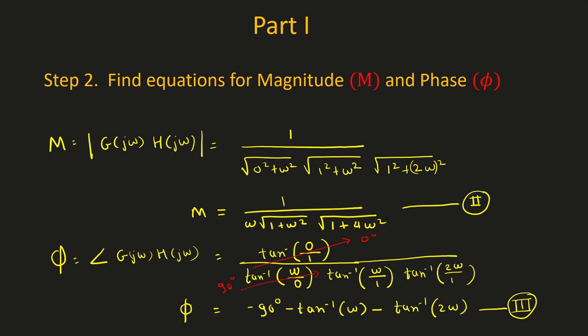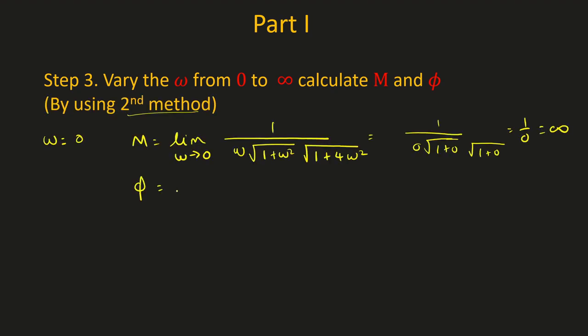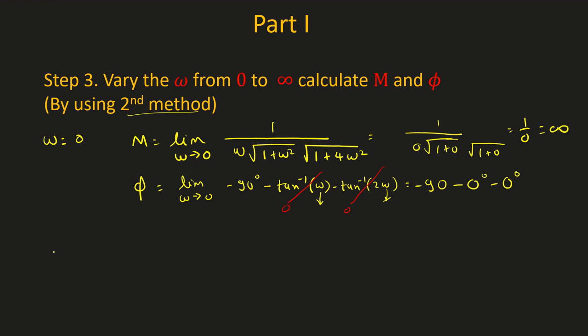So once you get the equation of magnitude and phase, you need to vary ω from 0 to infinity and calculate this magnitude and phase for part number 1. So we put ω equal to 0 in the phase equation. The equation is minus 90 degrees minus tan inverse of ω minus tan inverse of 2ω. So putting 0 in the place of ω, we will get minus 90. Tan inverse of 0 is nothing but 0, and tan inverse of 2 times 0 is again 0. So minus 90 minus 0 degree minus 0 degree. So we got the value of magnitude and phase at ω equal to 0.